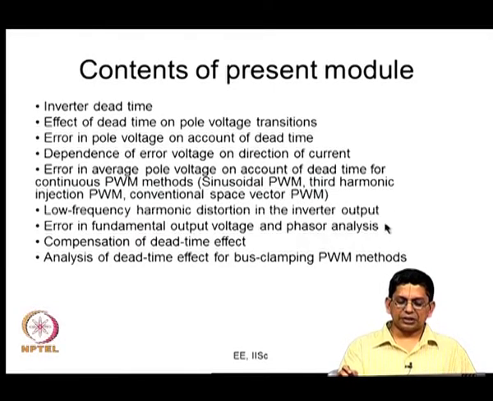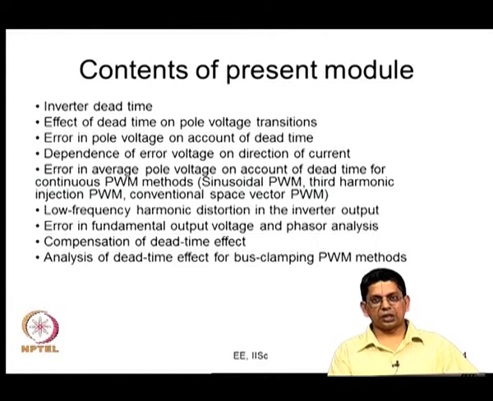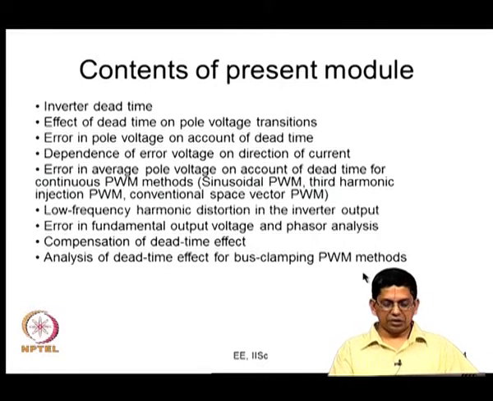Towards the end of the last lecture, we quickly looked at what kind of low frequency harmonic distortion you will have and what kind of error it will have, and phasor analysis and so on. So, we will do a recap on that, and then we will see how exactly possibly you can compensate the effect of dead time. And more importantly, in this lecture we will analyze the effect of dead time for bus clamping PWM methods, which would be the most important topic in this lecture, which we have not covered before.